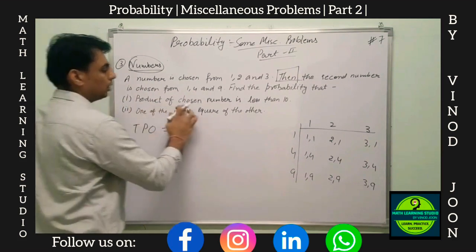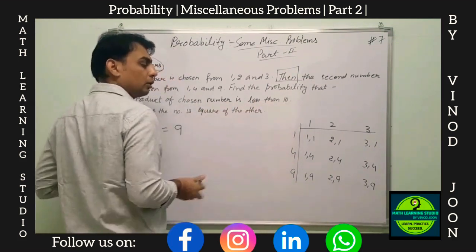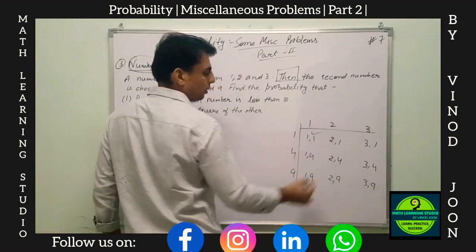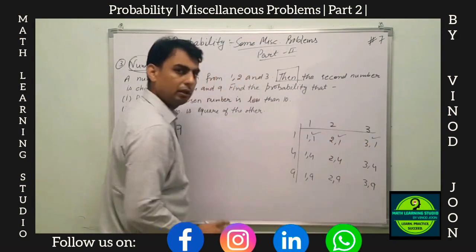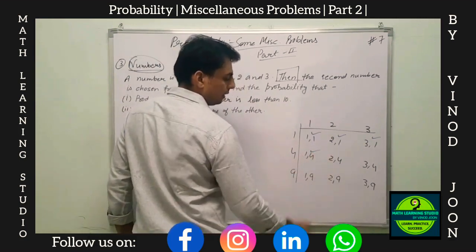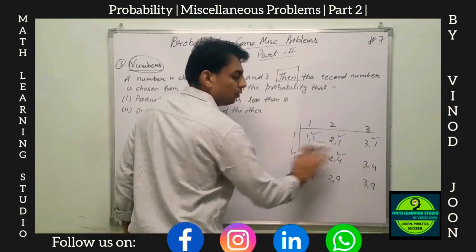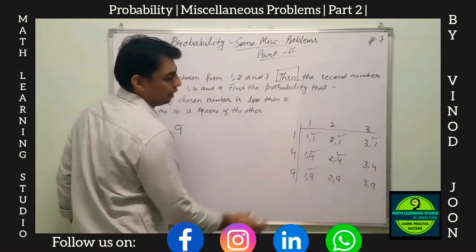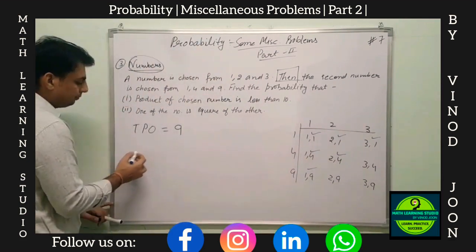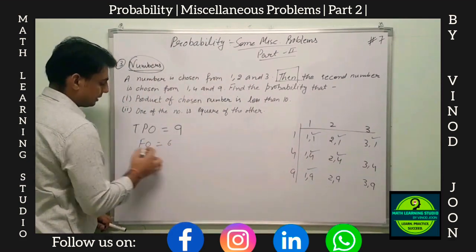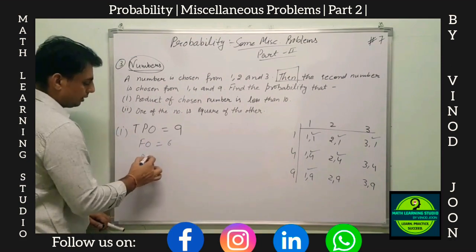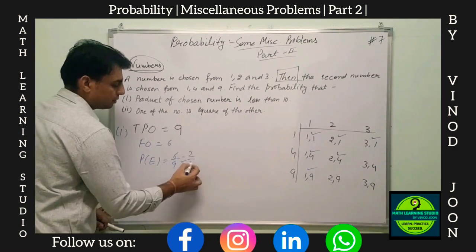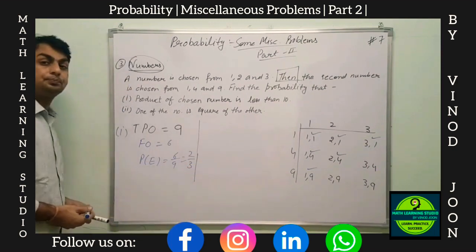And now the product is less than 10. The product should be less than 10. So this is in our favor. 1 into 1 is 1, 2 into 1 is 2, 3 into 1 is 3, all in favor. 1 into 4, yes. 2 into 4, yes. 3 into 4, no. 1 into 9, yes. 2 into 9, no. 3 into 9, no. So these 6 possibilities are there. So favorable outcomes will be 6. We are talking about the first case, and the probability of this event becomes 6 by 9, that is, 3 twos and 3 threes, so 2 by 3.